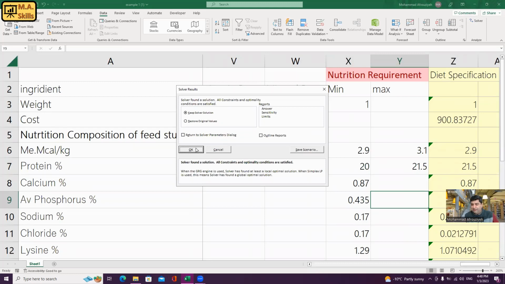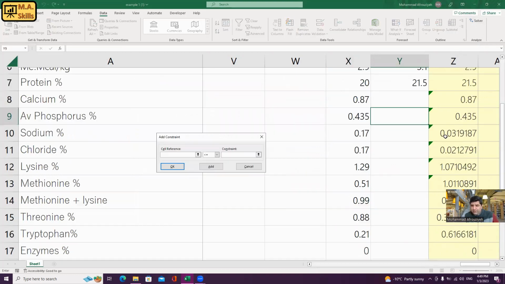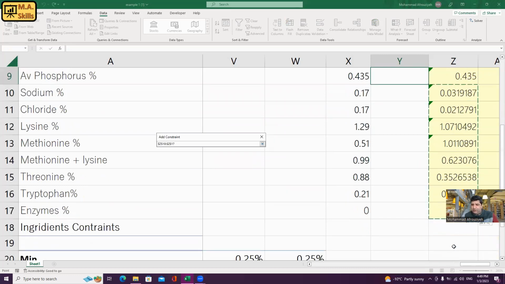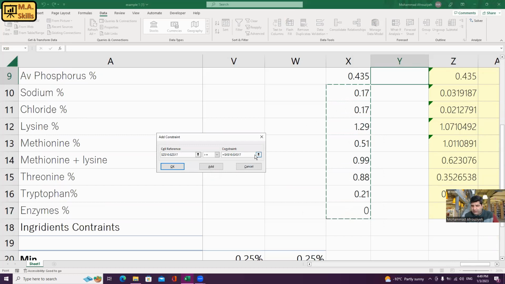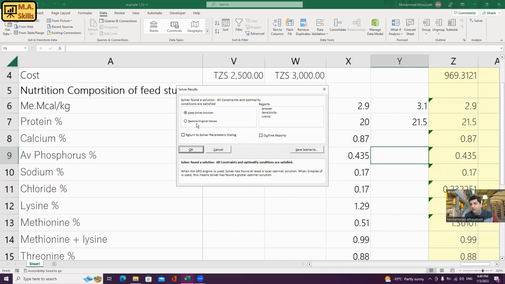This was all the errors that were in this spreadsheet. And for the rest of the dietary specifications, I'm just putting them as a group: Z10 to Z17 should be greater than X10 to X17, and I'm pressing OK. And the solver found the solution. All constraints and optimality conditions are satisfied.